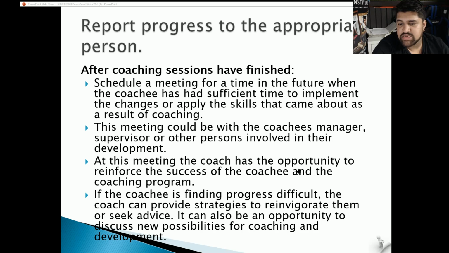We also want to make sure that there are opportunities to reinforce the success of the coachee and the coaching program. And we can also take this time to discuss new possibilities for coaching and development, and if there are any difficulties, give strategies to reinvigorate the coachee or seek advice for the coachee.